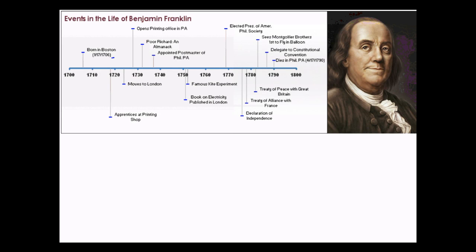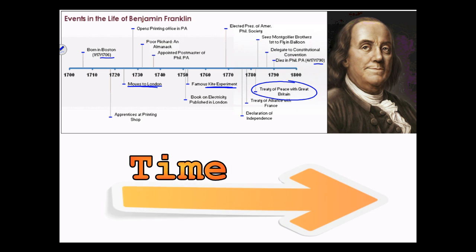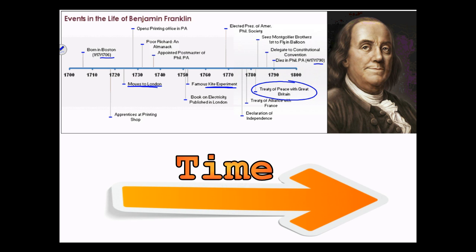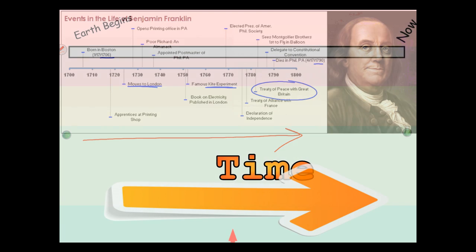Ben Franklin was born in 1706 and he died in 1790. We could see here that his life was punctuated by a number of major events, such as his famous kite experiment, when he moves to London, the time that he created a treaty with Great Britain. In this timeline, notice how time moves from left to right.